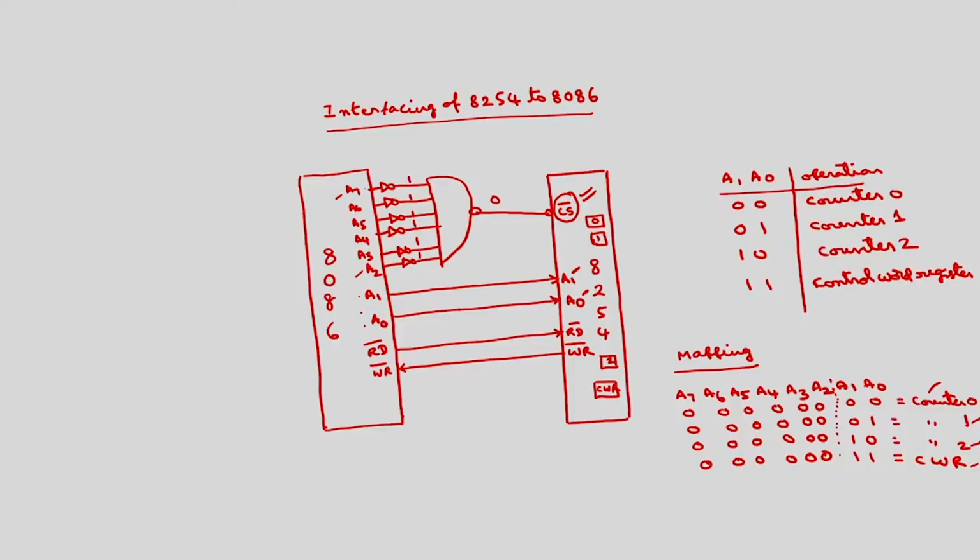Okay. So what will be the address of counter 0? These 4 bits will be 0, these 4 bits will be 0, so it is 00H. This will be 01H, this will be 02H, this will be 03H. So that is about the interfacing of 8254 to 8086.